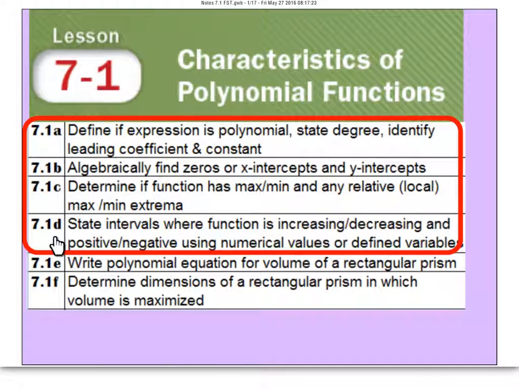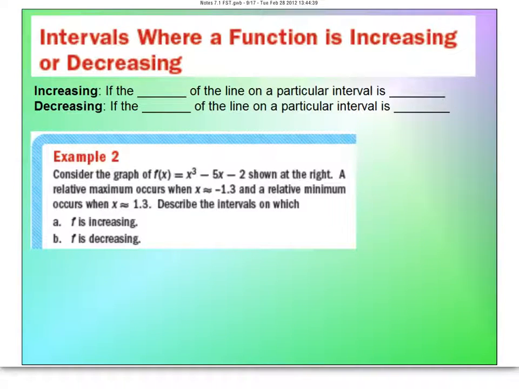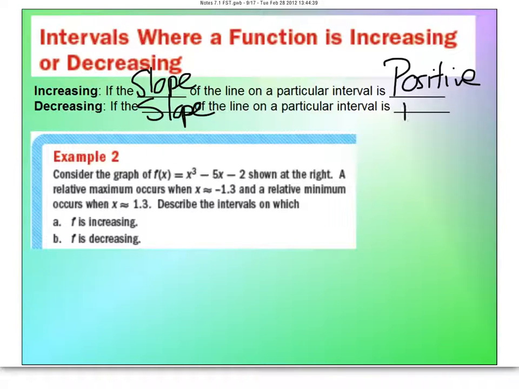Now let's look at learning objective D, and I'm going to introduce to you vocabulary about functions that are increasing or decreasing and positive or negative. Let's first talk about what increasing and decreasing means on a function. If a function is increasing, it means the slope of a line on the particular interval is positive. If it's decreasing, it means the slope of the line on the particular interval is negative. And we're going to answer these questions in interval notation.